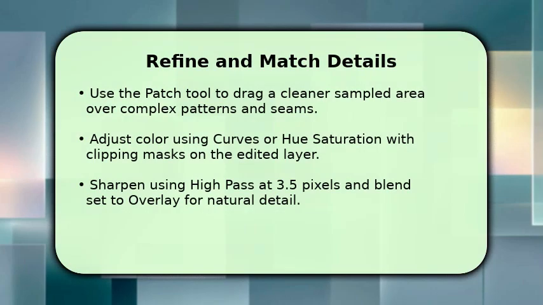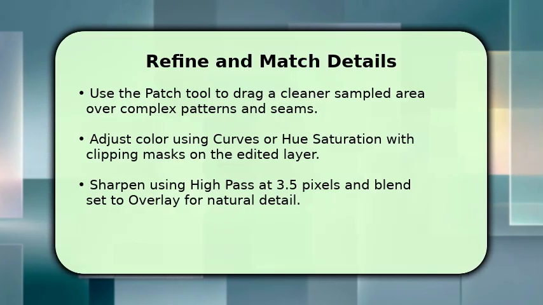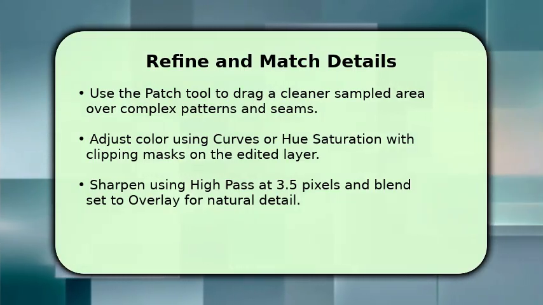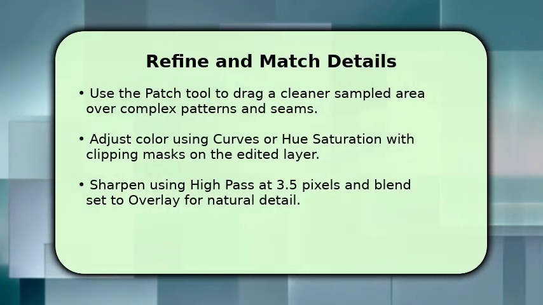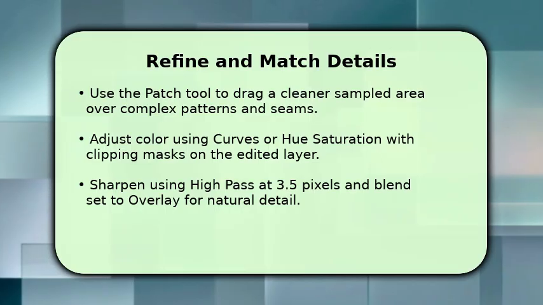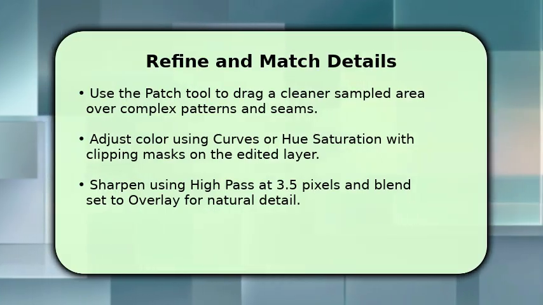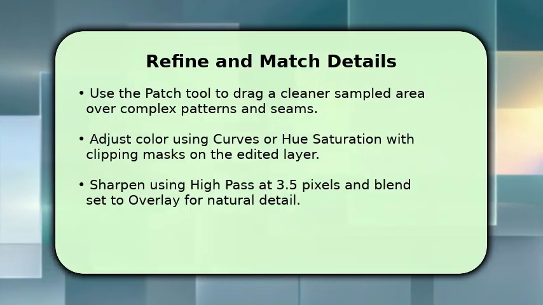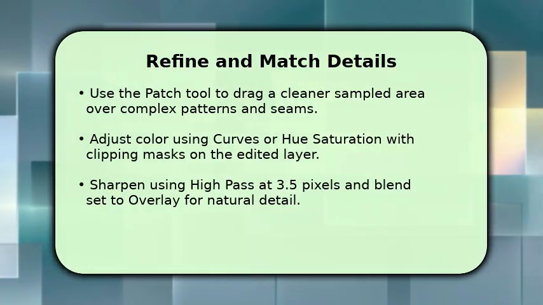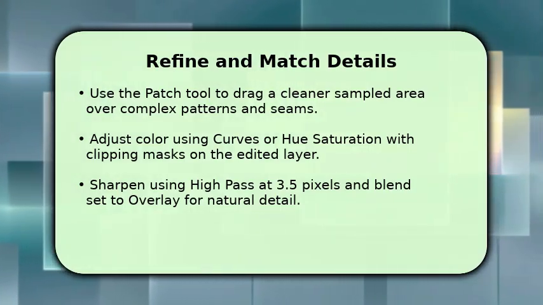After removing the text, refine complex areas using the Patch tool and drag a clean sampled zone over the defect. Match color and tone by applying curves or hue saturation adjustments and clipping them to the edited layer only. For edges and fine details, create a merged copy and apply high pass with 3.5 pixels, then set the blend mode to overlay for subtle sharpening.